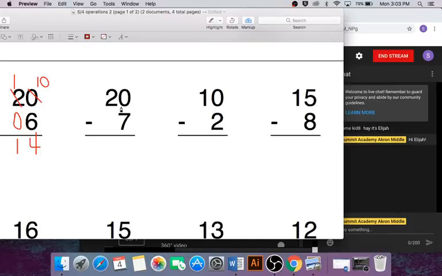Over here we have 20 minus 7. Again, we can't subtract 7 from 0. So our 0, we have to borrow from the 2. The 2 becomes a 1. And our 0, we add a 1 in front of it, and it becomes a 10. 10 minus 7 is 3. And then our 1 minus 0 is 1. So our answer is 13.